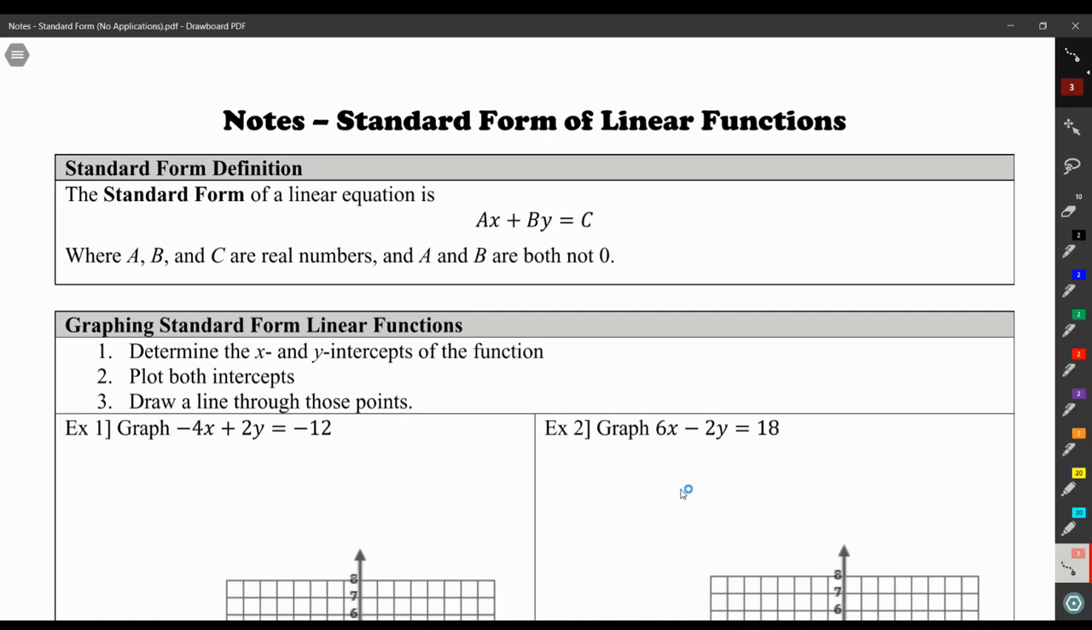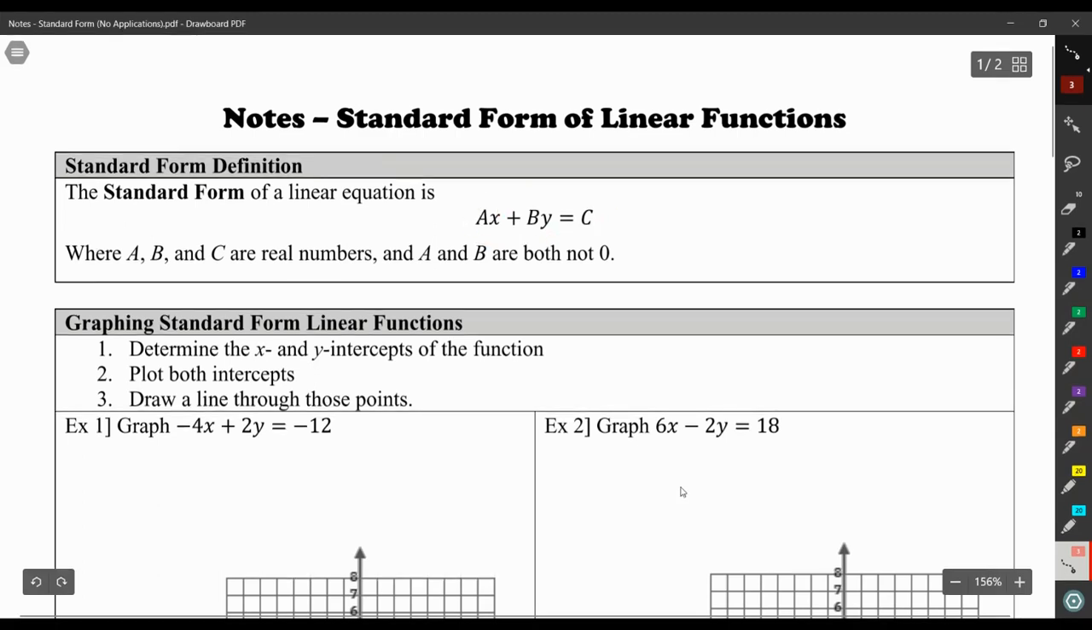Standard form of linear functions. So the standard form of a line is in this format: Ax plus By equals C. A, B, and C are real numbers, but A and B are not 0. So they can be 2, -3, -5, but they're not 0.